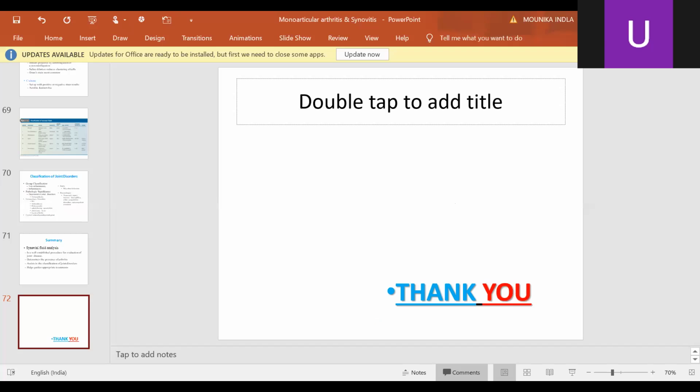Sir, Gopakumar sir, your comments please. Stop sharing the screen. Yes, sir. I'm unable to start this. Samantha sir is left. Mohanty sir.